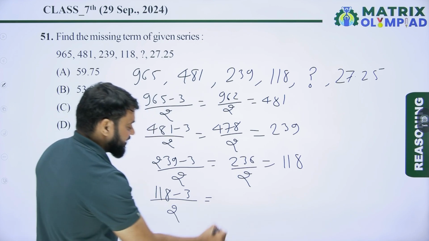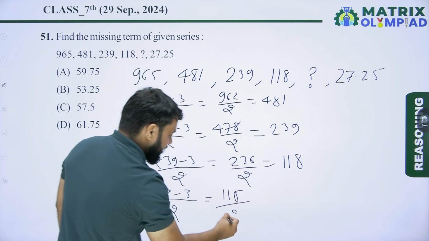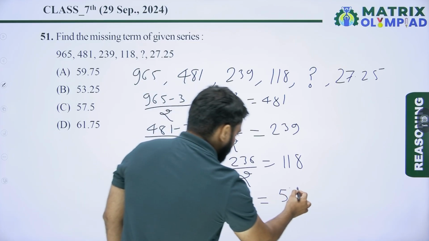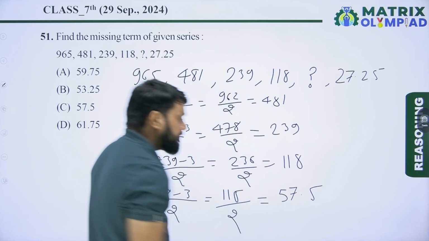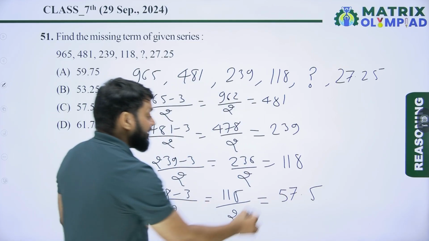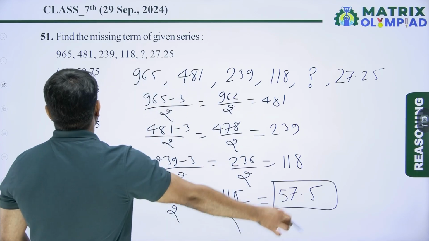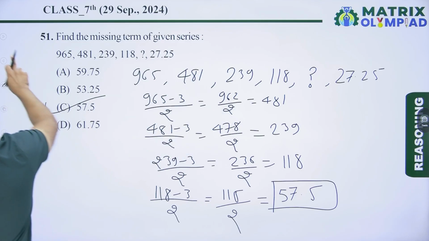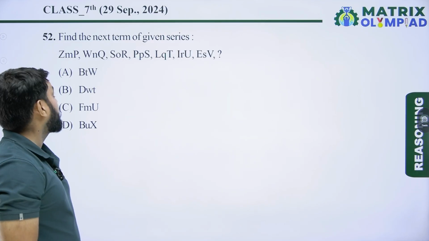Similarly, 118 minus 3, it means 115 divided by 2. 115 divided by 2, it means 57.5. 57.5 is the missing term of given series. So here option C is the correct answer of this question. So let's move on to the next question now. So now question number 52.